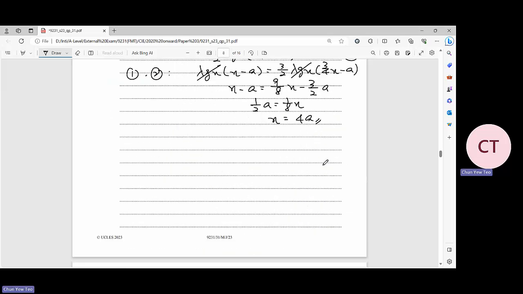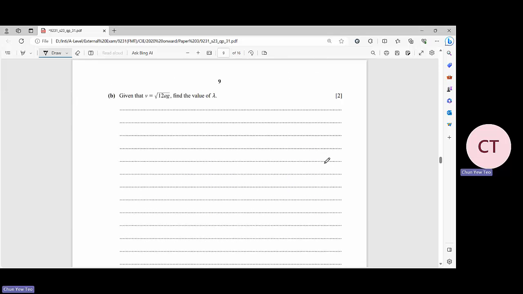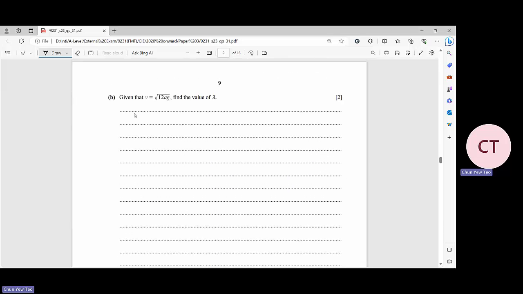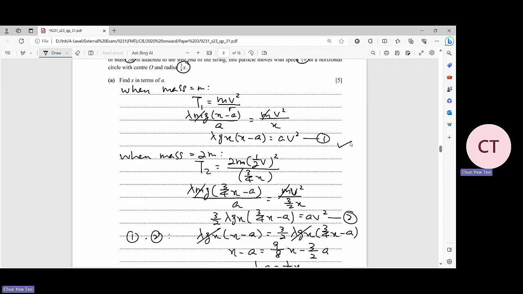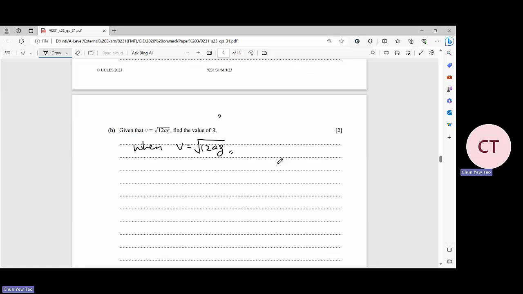So now we move on to question number 5, B. So now when the V is equal to the square root of half AG, we want to find the lambda. You can replace it into equation 1 or equation 2. That is totally up to us. So I will put them into equation 1. It will be lambda gx, x minus a is equal to the ab squared.